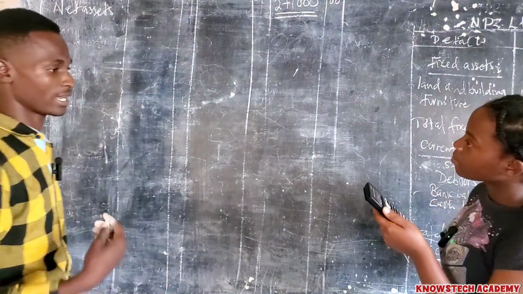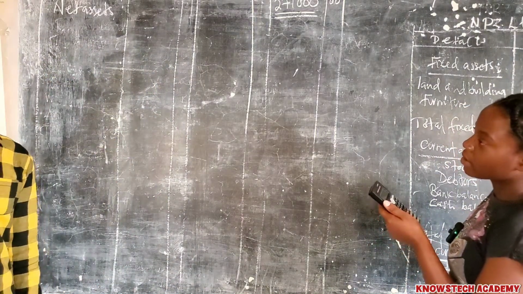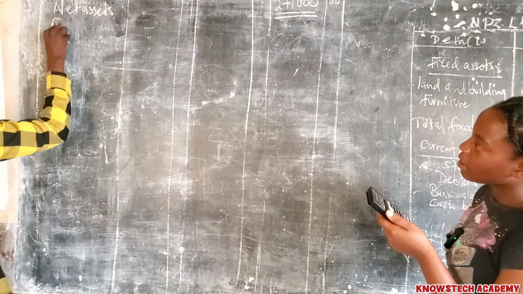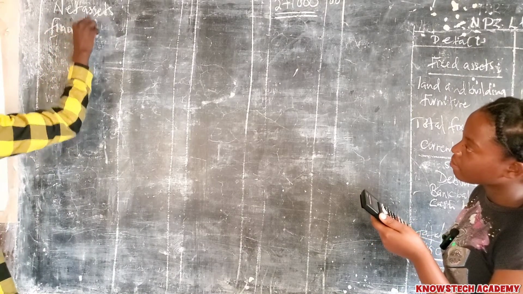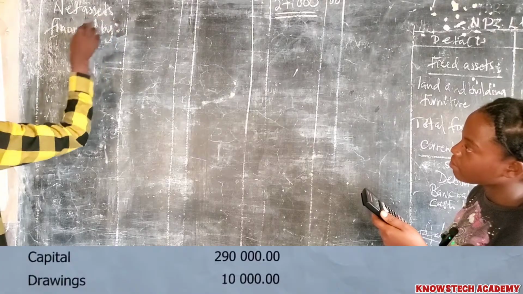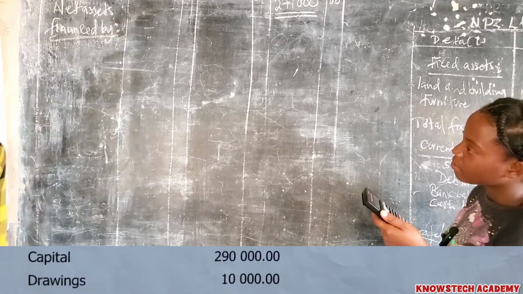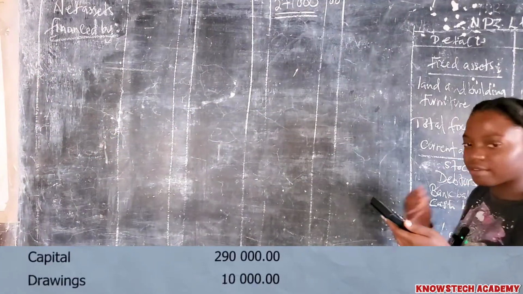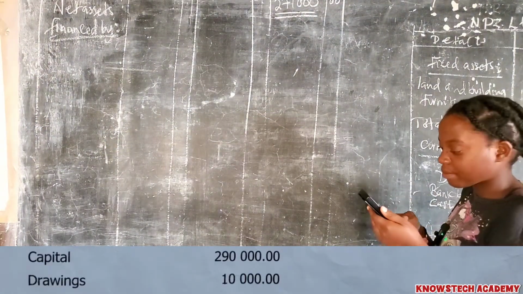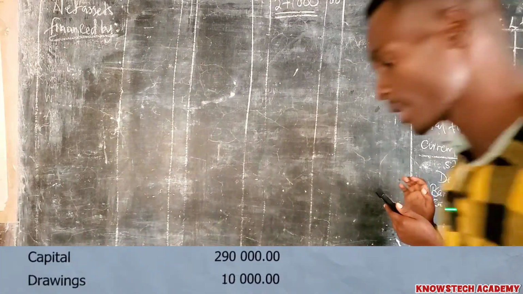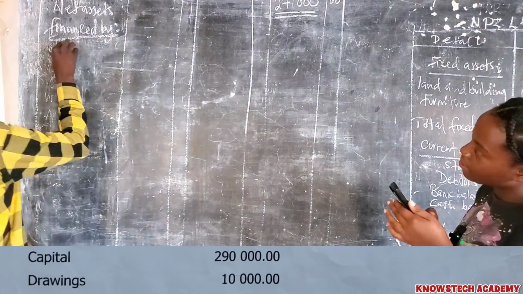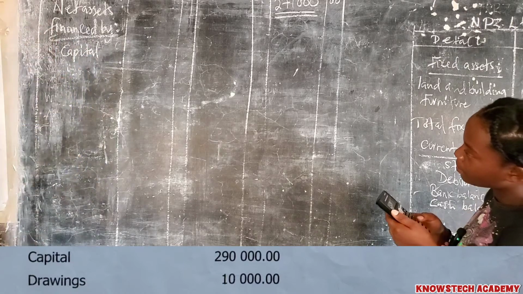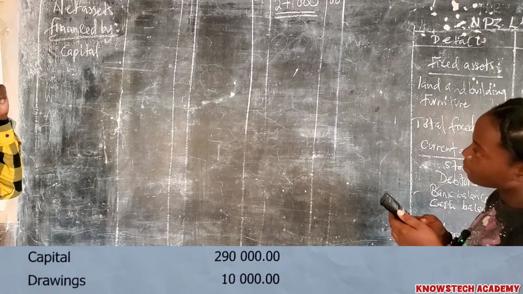Then we go to the financed by part. So we're going to write financed by. This business of yours, which is making a loss, is financed by capital. You are right. It is financed by capital. So we're going to write capital here. Okay, financed by capital.